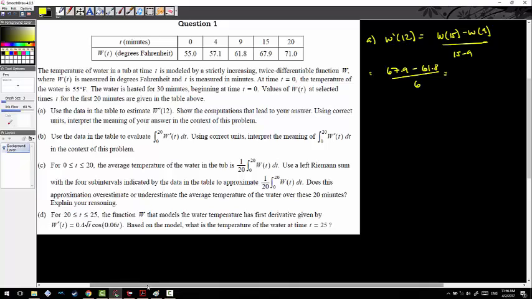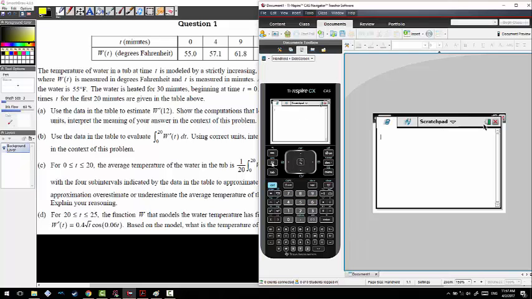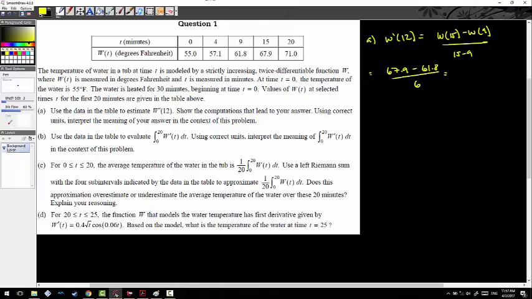So I got 67.9 minus 61.8. There we go. 67.9 minus 61.8. And then I'm going to go ahead and divide that by 6. And what do I get? 1.016667. So, I'm going to go and write that down. 1.01667.